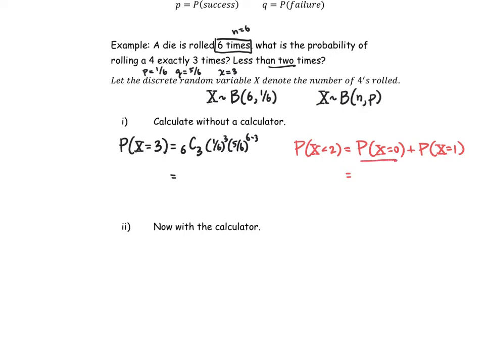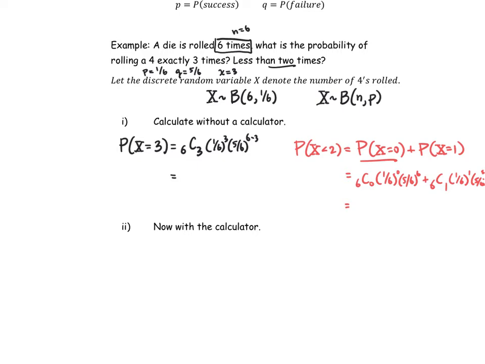Okay, so my first expression here would be 6C0, 1/6 to the 0, 5/6 to the 6th. Okay, plus 6C1, 1/6 to the 1st, 5/6 to the 5th. Okay, and of course that would yield you a value as well. All right, we're going to calculate those in a minute with our calculator.